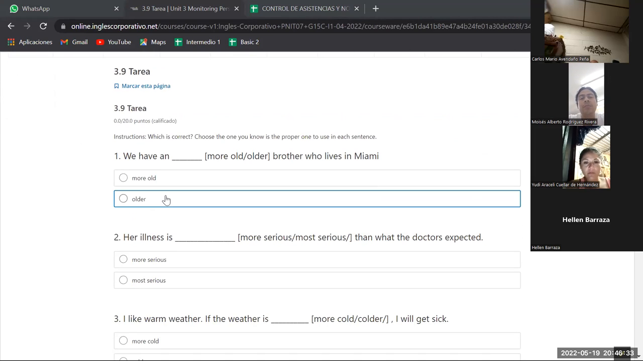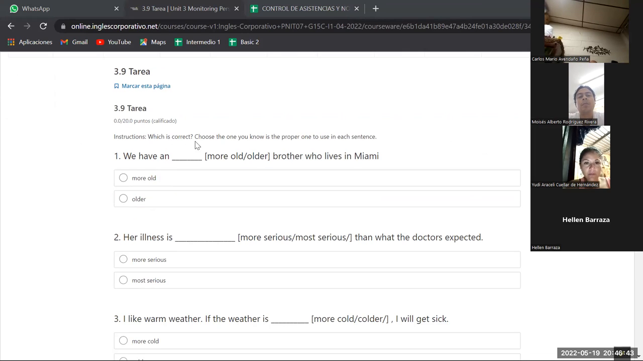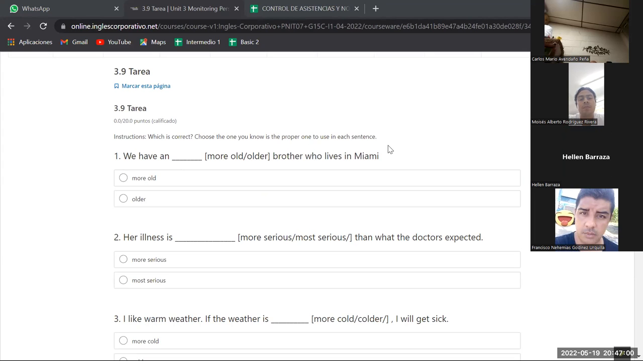If you know the answers, you can go ahead and open up your microphone and enable it. So again, it says, which is correct? Choose the one you know is the proper one to use in each sentence. So in this one, you will decide if it is going to be a comparative or a superlative. I have an brother who lives in Miami.